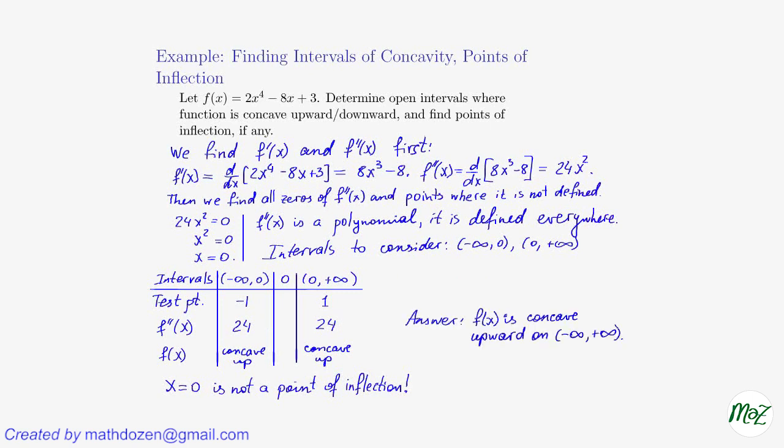So we can start writing the answer. The function is concave up pretty much everywhere. It's concave up between -infinity and 0, and it's concave up between 0 and +infinity. The function is defined at 0, so we're just going to join all of that together into a single interval, -infinity to +infinity, and there are no points of inflection for this function.